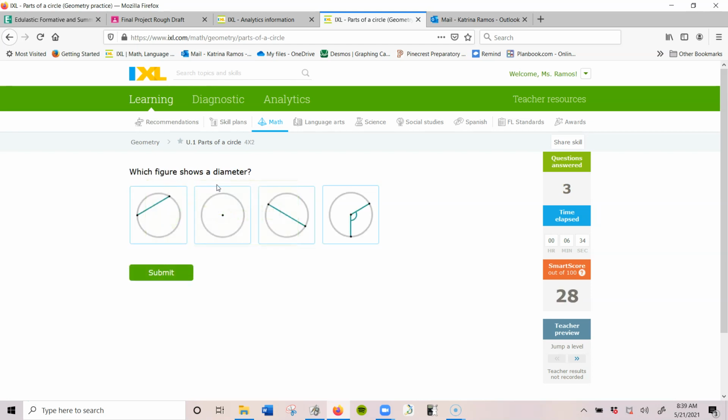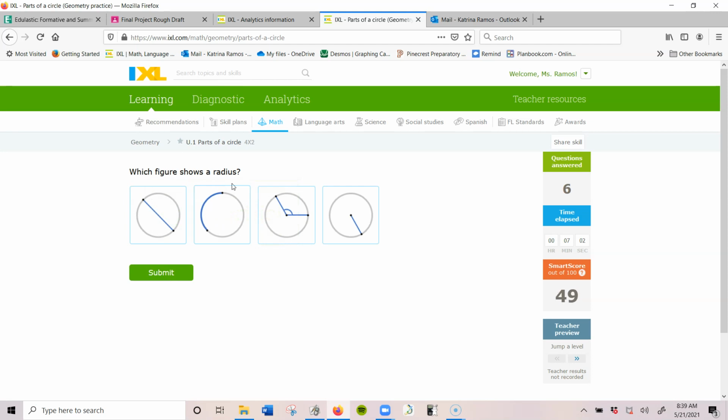Which figure shows a diameter? Now that is a line segment that goes through the entire circle, and it goes through the center of the circle. So this is a chord, this is the diameter. Which figure shows the center? The center is that point in the center. Which figure shows an arc? An arc is a part of a circle, so it would be this one here.